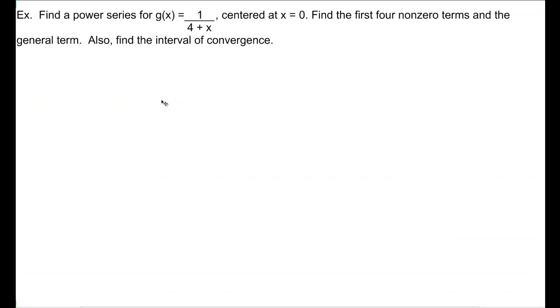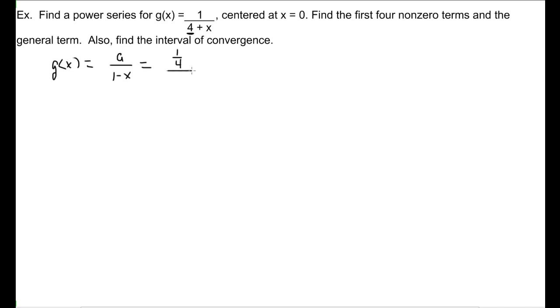In our next example, we're going to find a power series for this function, 1 over 4 minus x, with the same instructions that we saw earlier. So let's get to it here. We want g of x to look like a over 1 minus r. Now we almost have that, we just have to get this 4 to be a 1. So what we can do is divide everybody by 4.